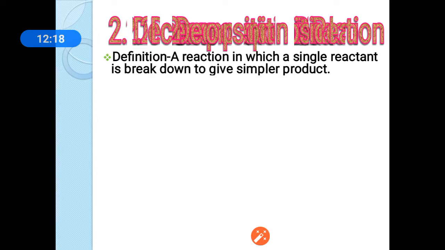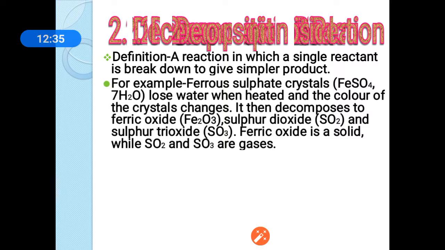The second type of reactions are decomposition reactions. As the name mentions, decompose. The reactions in which a single reactant breaks down to give simpler products. A single reactant, A, on breakdown will give B and C. That type of reaction is known as a decomposition reaction.